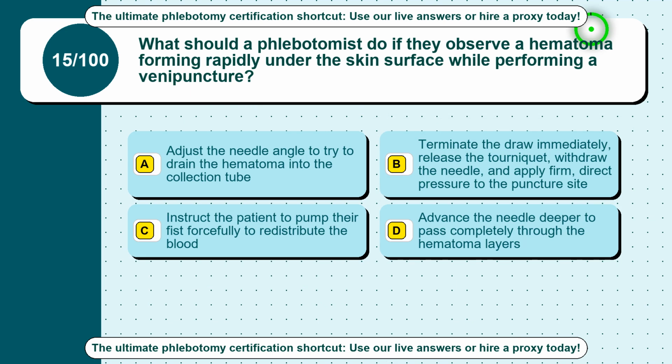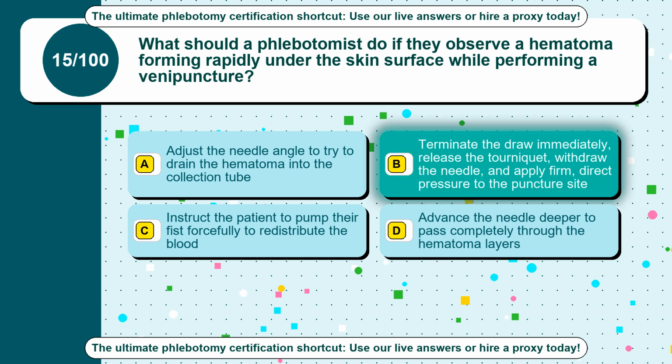Question 15. What should a phlebotomist do if they observe a hematoma forming rapidly under the skin surface while performing a venipuncture? Option A. Adjust the needle angle to try to drain the hematoma into the collection tube. Option B. Terminate the draw immediately, release the tourniquet, withdraw the needle, and apply firm, direct pressure to the puncture site. Option C. Instruct the patient to pump their fist forcefully to redistribute the blood. Option D. Advance the needle deeper to pass completely through the hematoma layers.